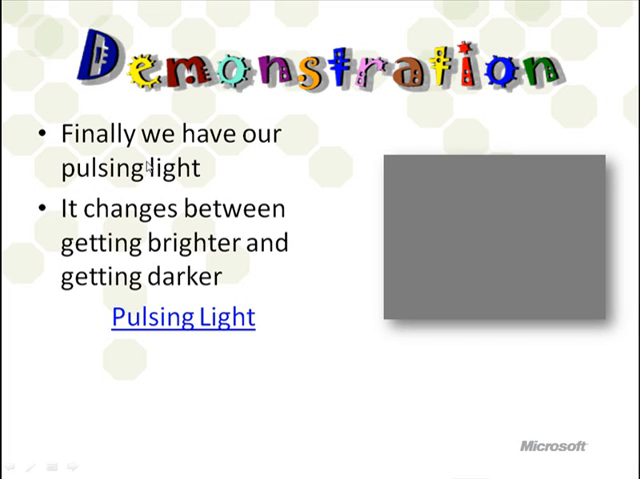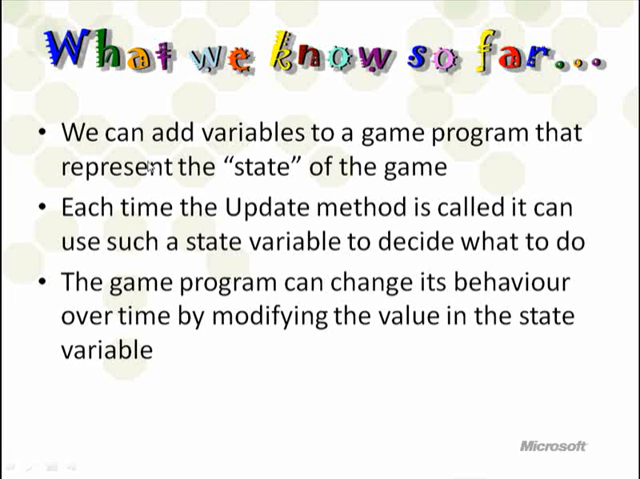So we've got a pulsing light now, which is really good. We can add variables to game programs that hold the state. We can use a state variable to decide what to do. And by modifying this state value, we can control how the game behaves. You see this a lot in games.